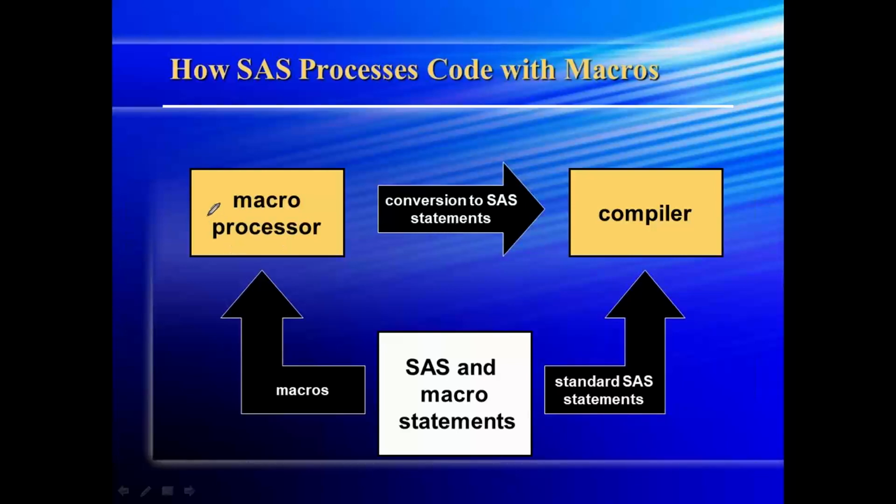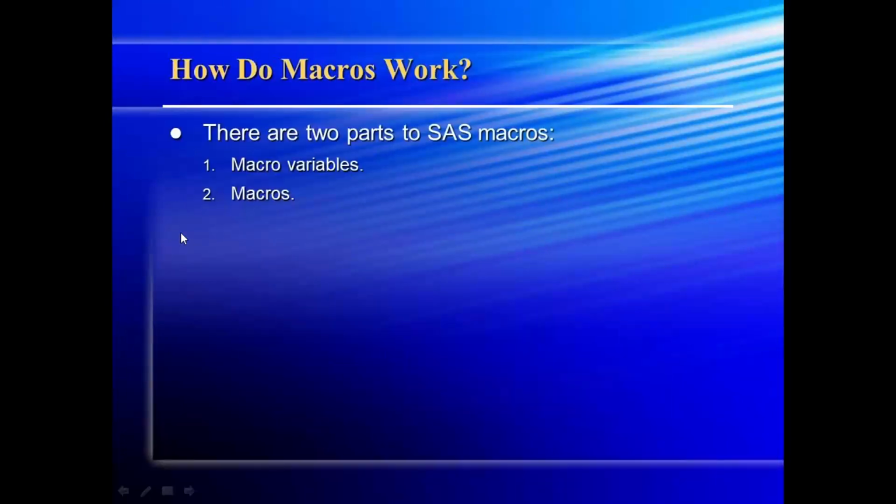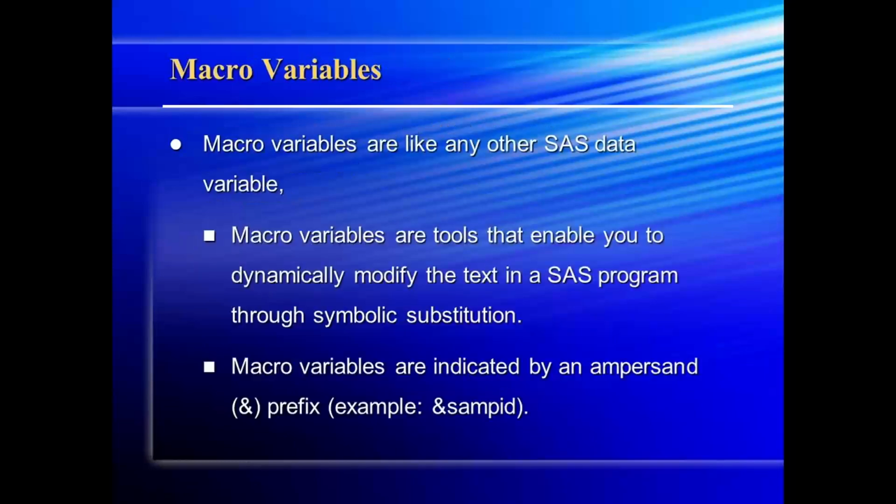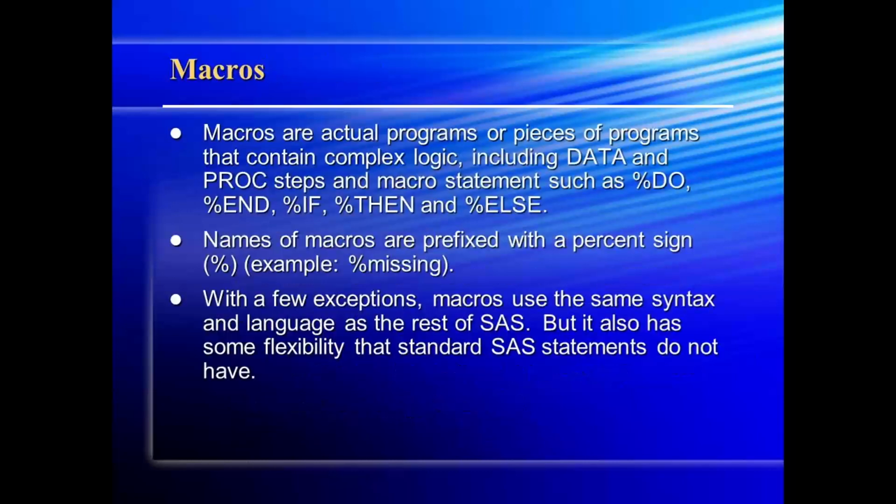Right. So next one is about how these macros work and what are the new things we are going to see. There are two parts of macros: macro variables and macros, which we have already discussed. Macro variables are identified with an ampersand sign and macros are identified with a percent sign. This is what we have seen, right?